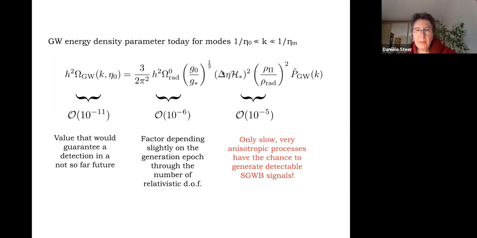So if it's of order 10 to the minus 5, then this term had better not be too small, which means that your process had better not be too slow. And you want this term to be as big as possible. So you want to have a very anisotropic process. It's only very anisotropic processes which have the chance of generating a detectable gravitational wave signal.